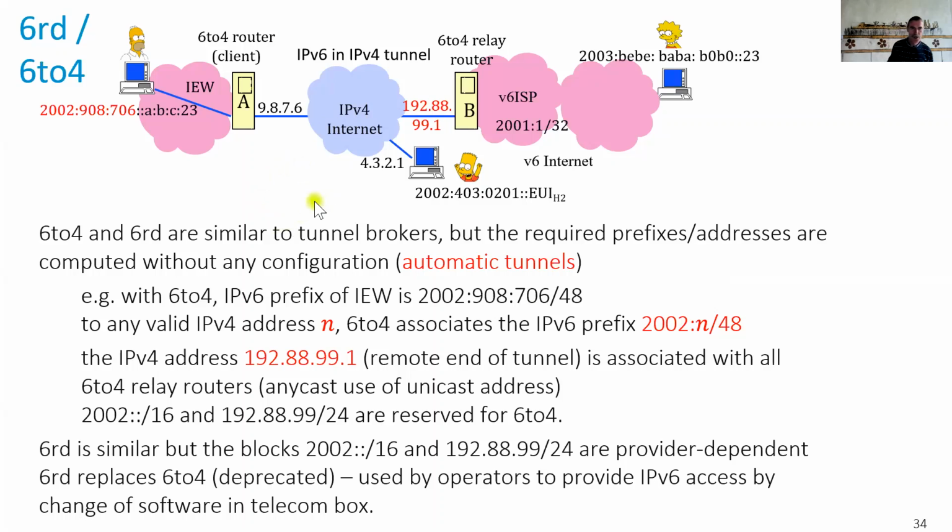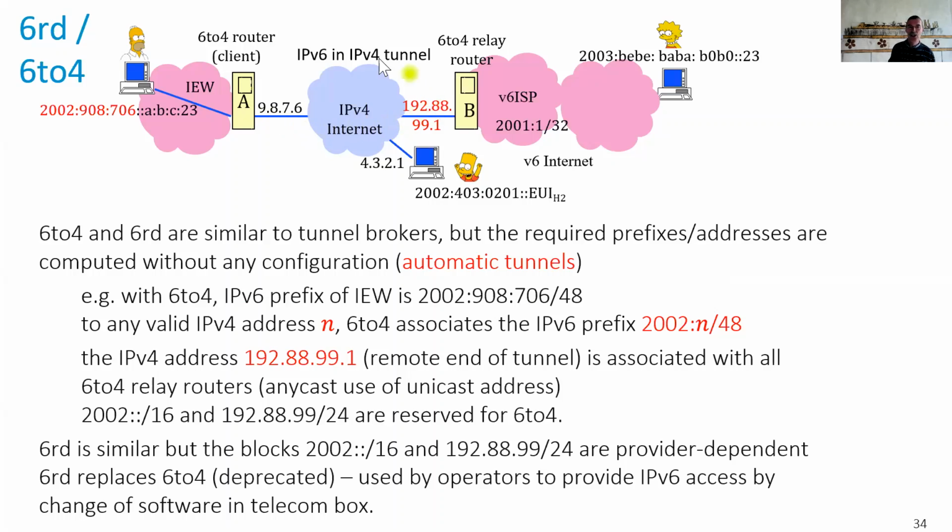Why does it help? Well, when I have to set up my tunnel here, I know my IPv4 address here. I know the end of the tunnel is exactly this one, so I don't need to configure anything specific here. So if I run 6to4 software in my machine, I don't need to configure any tunnel, in fact. That's the first thing.